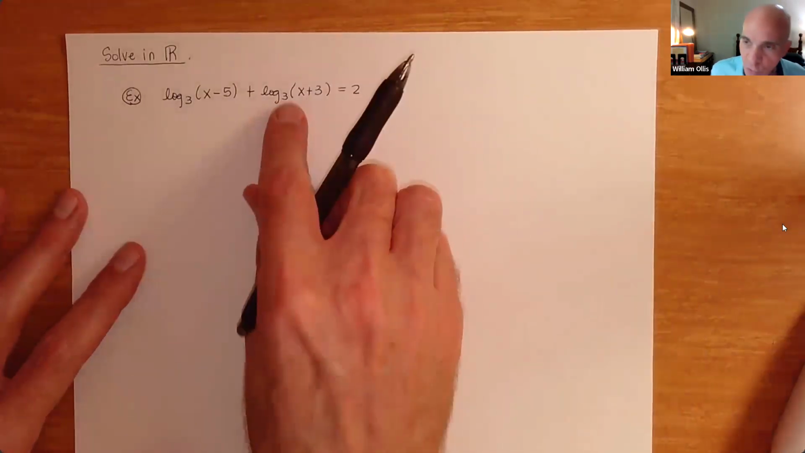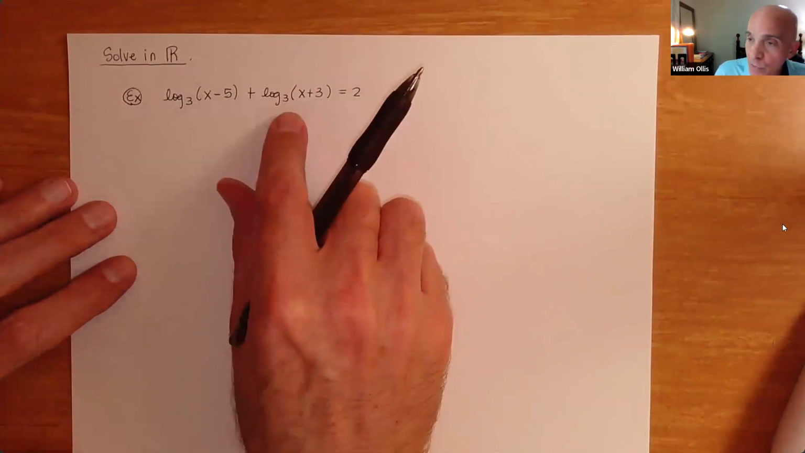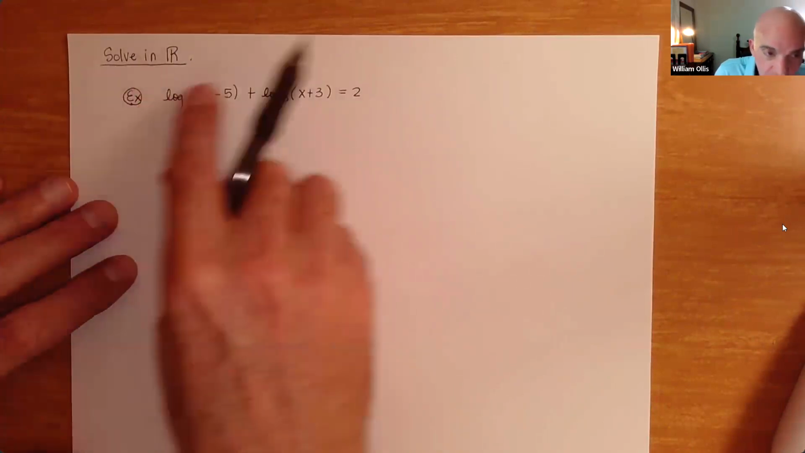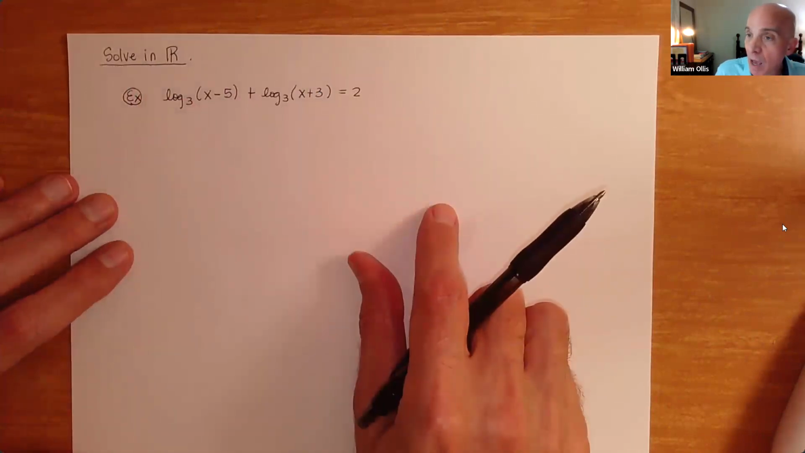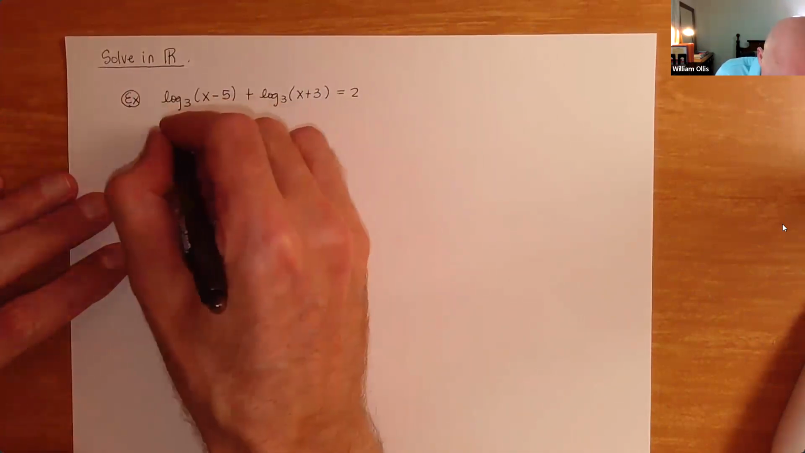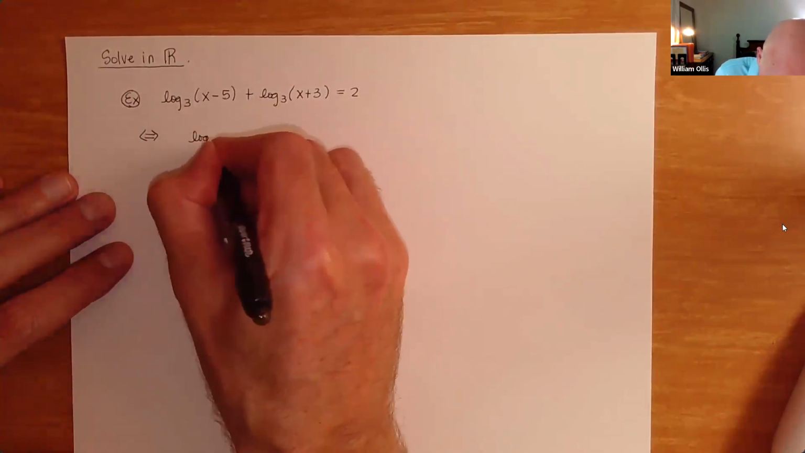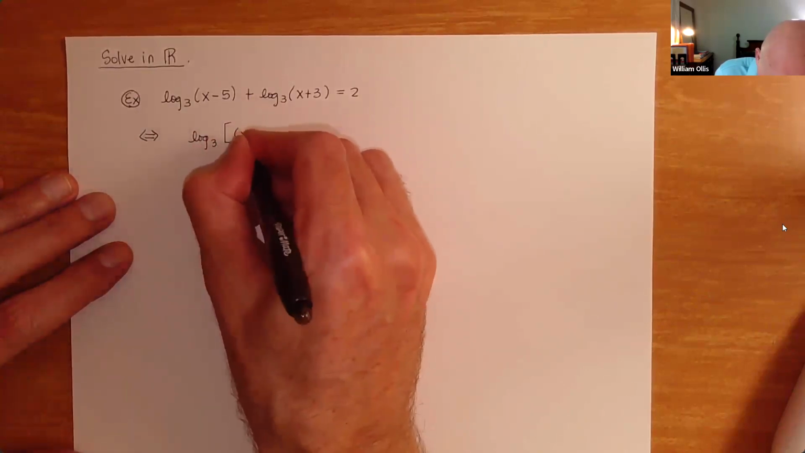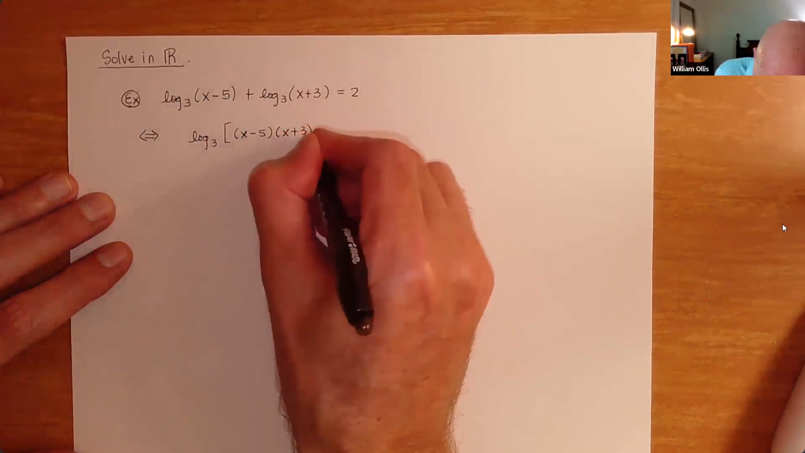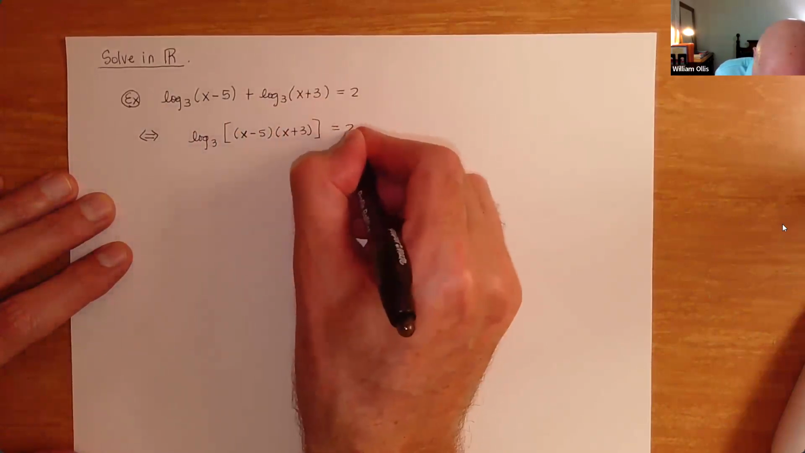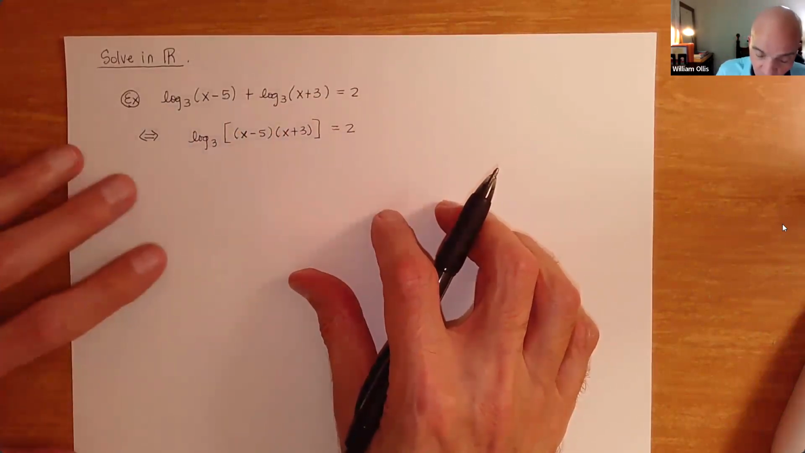First off, you can see this will be a very simple technique of combining the two logarithms using the product rule. Notice we've got a 1 here and a 1 here, so we can simply write the sum of the logarithms as the log of a product. And notice we have base 3. So equivalently, using the identity, we have the base 3 logarithm of x minus 5 times x plus 3, and this equals 2. So that's the first step, to write two logarithms as a single logarithm.